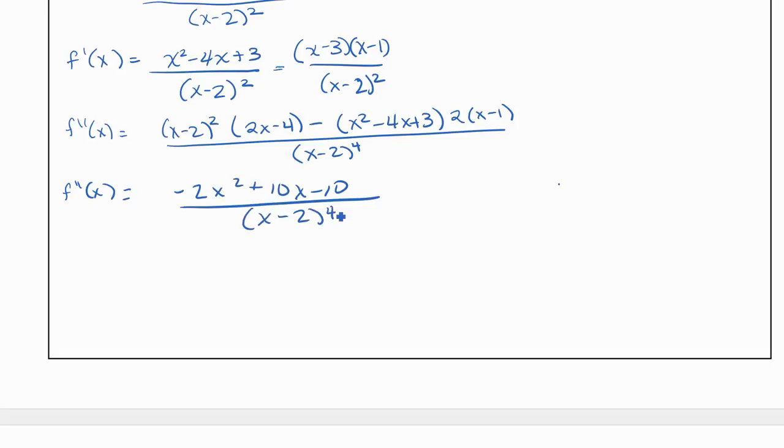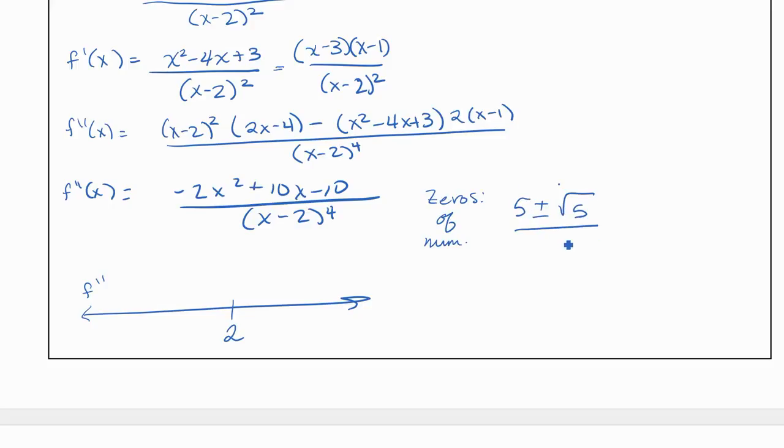Okay, so we can now make a second derivative sign chart, and we're going to put 2 on here since it is undefined there. But then we'll also want to put the zeros of the numerator. Now the numerator unfortunately doesn't factor, and so what the zeros of the numerator are, if you do the quadratic formula, it's 5 plus or minus the square root of 5 all over 2.